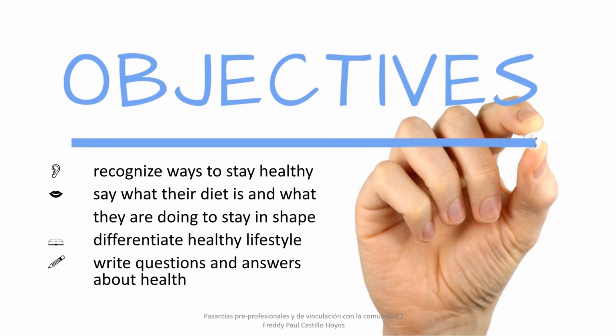Let's start with the objectives for the lesson. First, the students will be able to recognize ways to stay healthy. Second, the students will be able to say what their diet is and what they are doing to stay in shape. They are going to use the simple present and present continuous. Students will be able to differentiate healthy lifestyles. And students will be able to write questions and answers about health using present tenses.